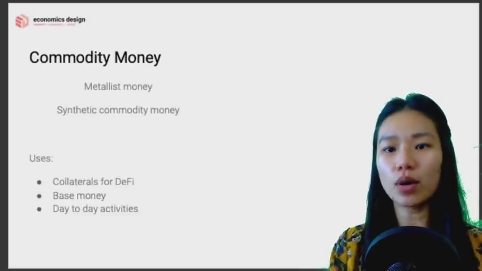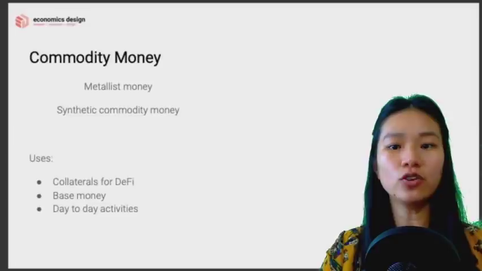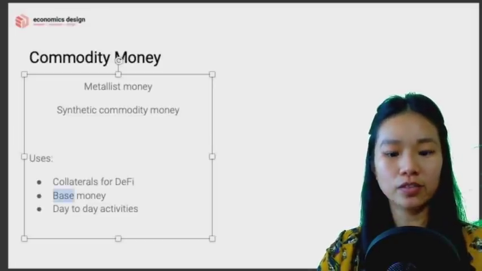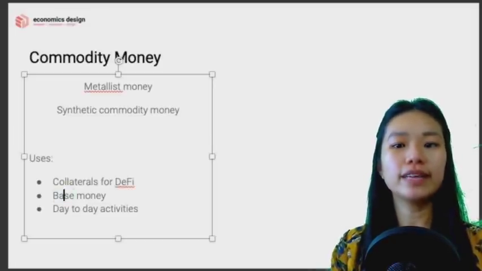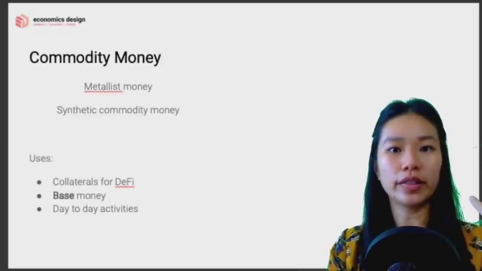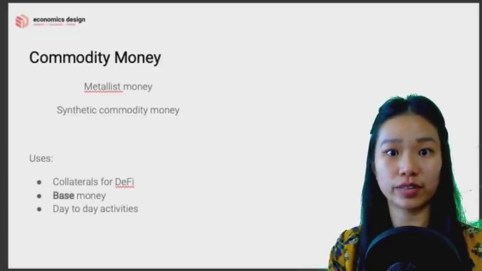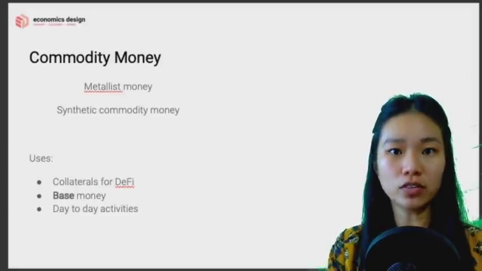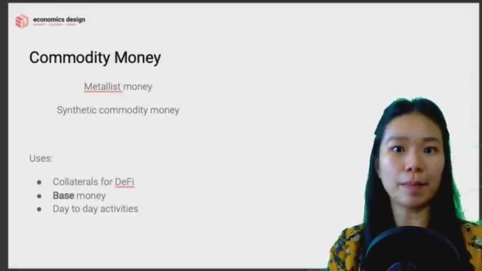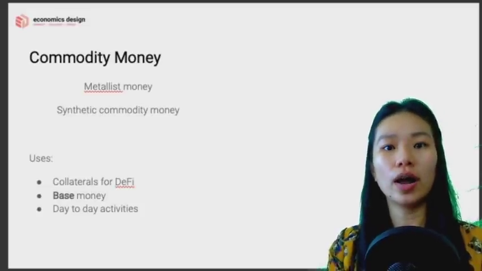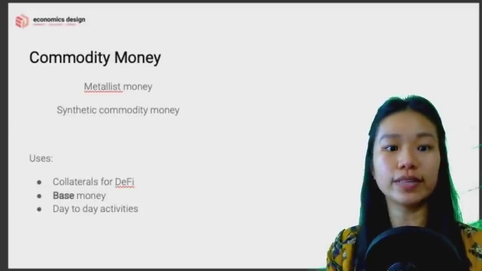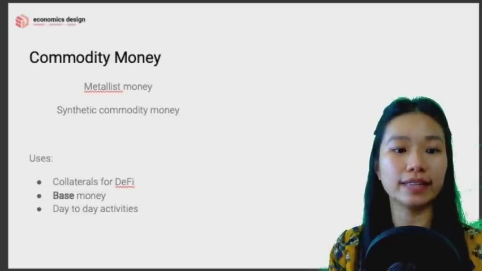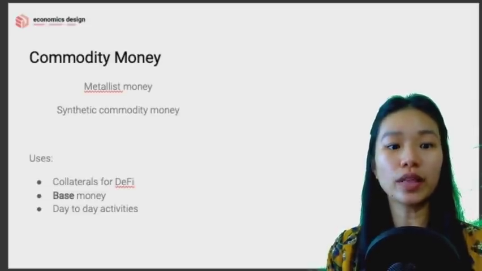But one key thing that I want to point out is that its main use is in the base money. So what is base money? Base money is the core money or the underlying money to do all these different transactions. So base money could be USD. Balance of payments or trade between countries are being paid in USD, or your day-to-day groceries can be paid in USD. That's like base money, day-to-day trading money.